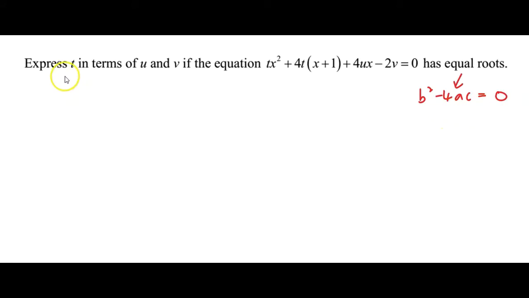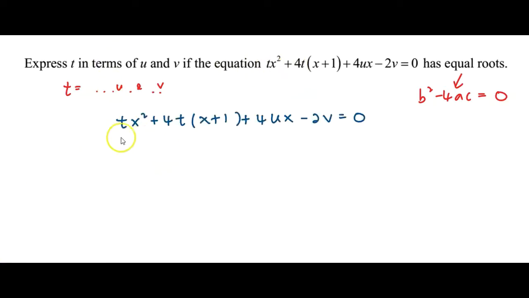Okay, then we need to express t in terms of u and v, meaning that later on your answer should be t as the subject, and at the right hand side it will be in terms of u and v. Okay, so start from copying down the equation. We can see that the equation given is not yet in the general form, so it's hard to extract the values of a, b, and c from the equation. We need to arrange it first. Okay, the x squared term will be the leading term. And I'm trying to expand this.